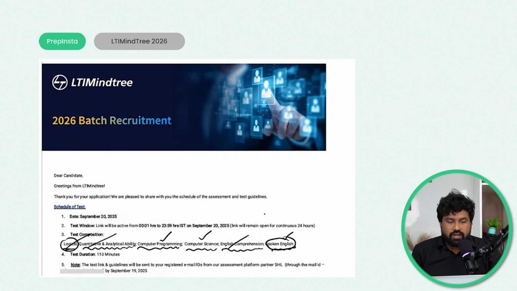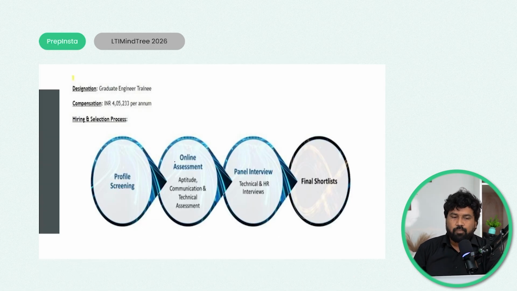The test will be around 110 minutes. This is the designation they have given, Graduate Engineer Trainee, and the compensation, or CTC, is 4.05 lakhs per annum, not 4.5. So approximately we can say about 4 lakhs per annum.